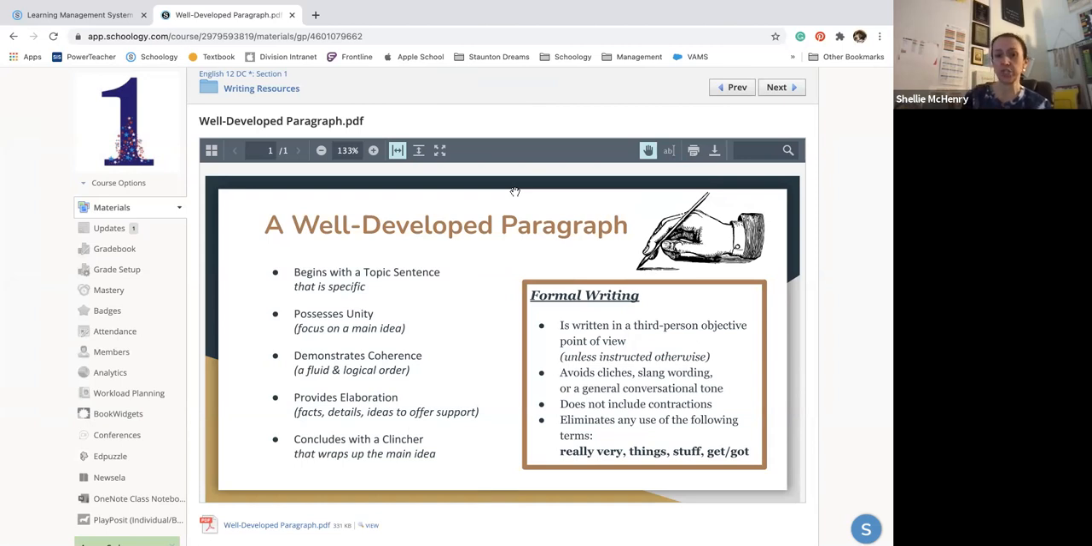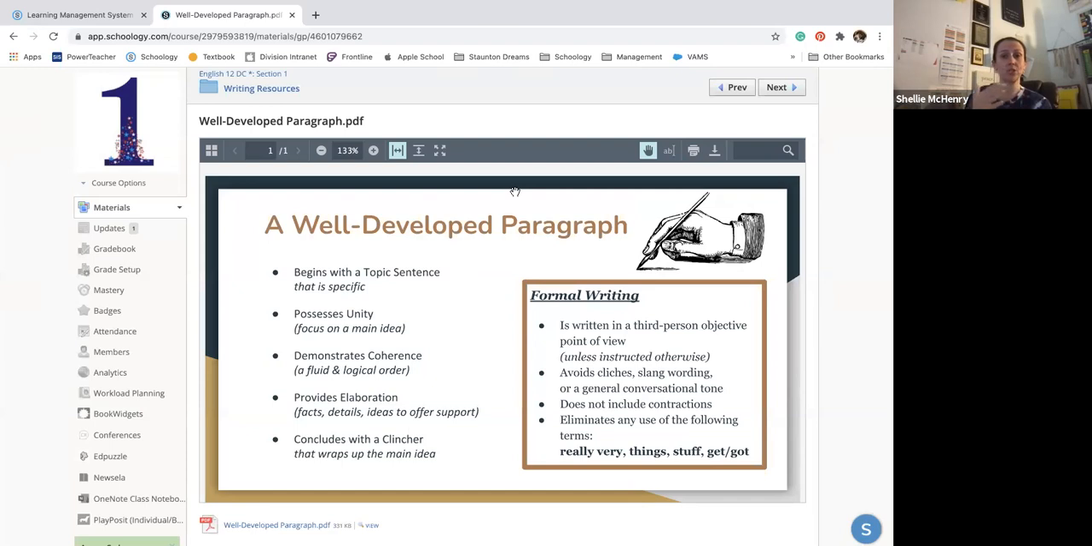Okay, you need to avoid cliches, slang wording, and a general conversational tone. What I'm seeing mostly is that the general word choice is too casual. You should approach any essay that you write as formal writing. So when I'm seeing phrases like "bad guys" and "Grendel's mom," think about every word that you're including, and whether there is a way to make it a more academic word choice.